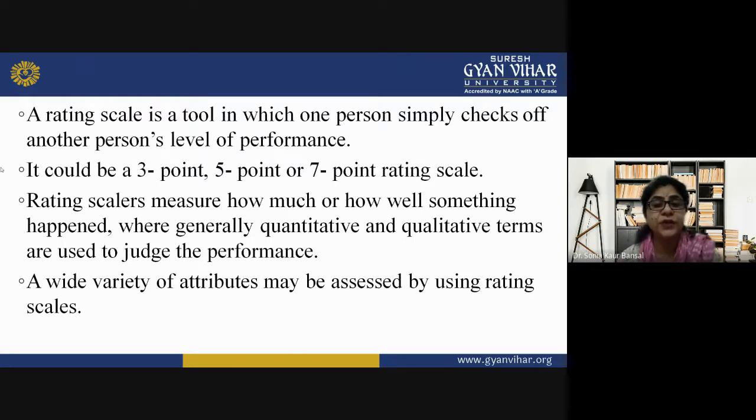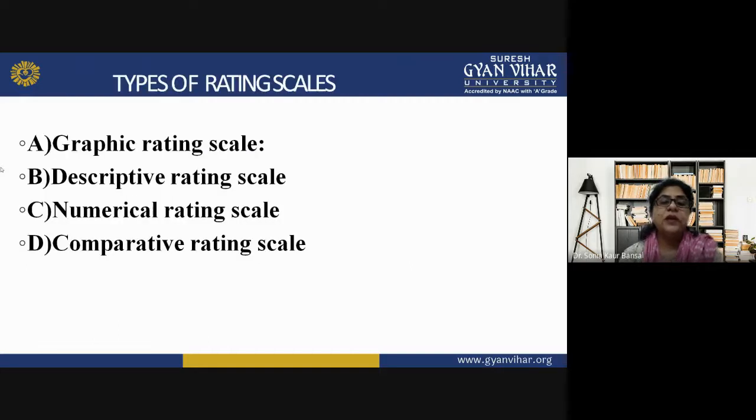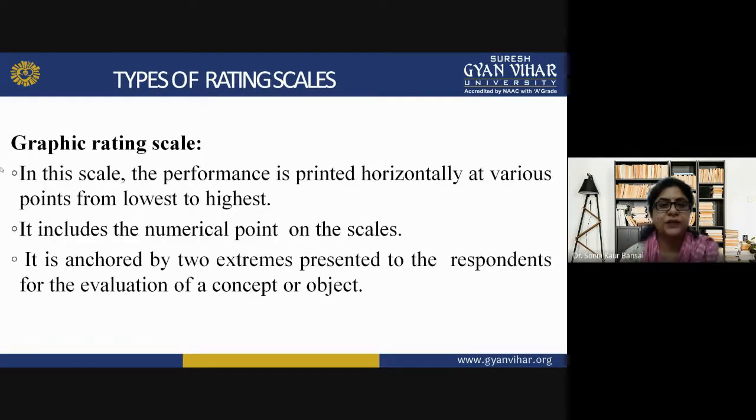So it is very important for all of you to understand about rating scales, students. Now let's understand about types of rating scales. What are the different types of rating scales and how do they work? Mainly we are going to understand 4 types of rating scale in today's lecture: graphic rating scale, descriptive rating scale, numerical rating scale, and comparative rating scale. We're going to see them one by one.